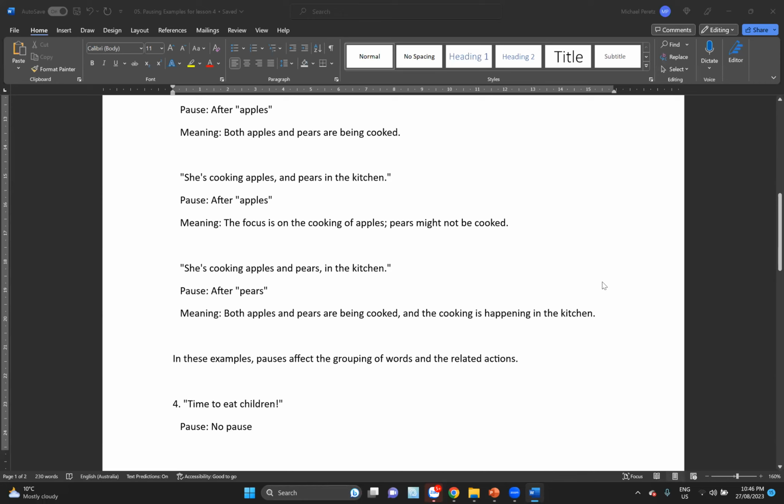Now, can I please have Tom? Can you read out this sentence here that I've highlighted? Yes, teacher. She's cooking apples and pears, in the kitchen. Very good. So with the pause being here after the word pears, we're emphasizing the fact that she's cooking both apples and pears, the pause, and then we're letting them know that the cooking is happening in the kitchen.